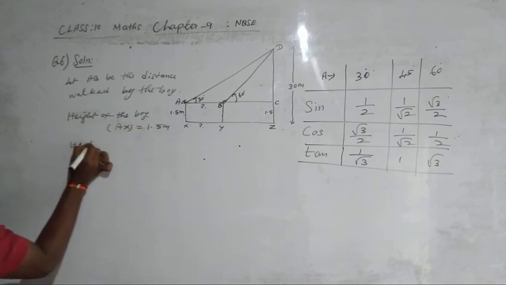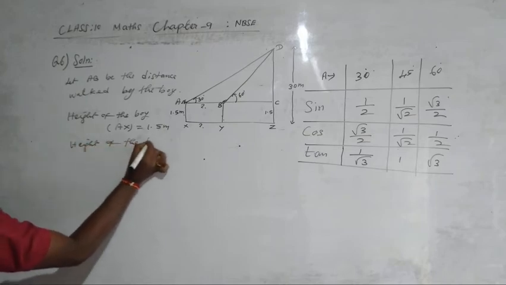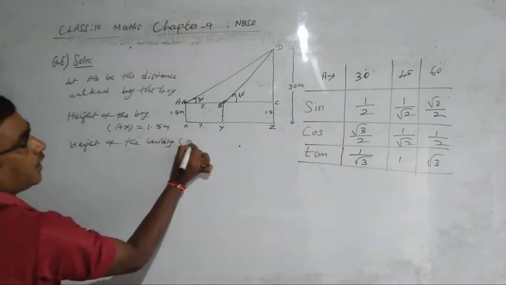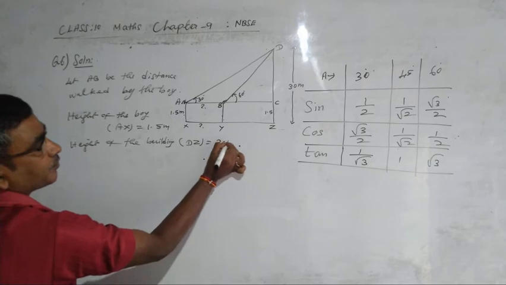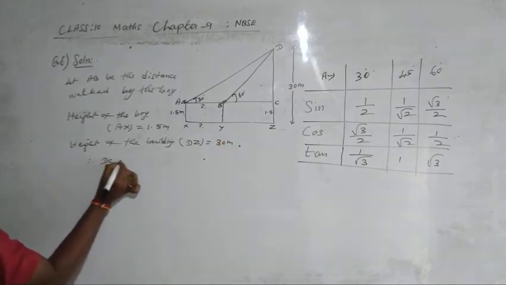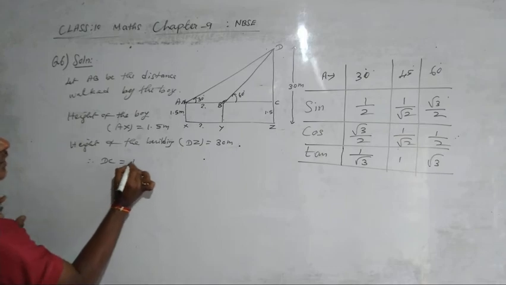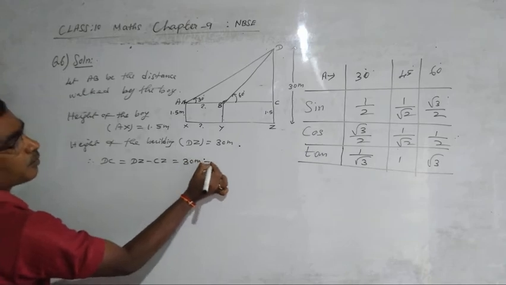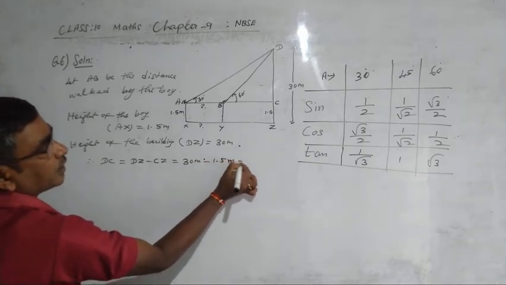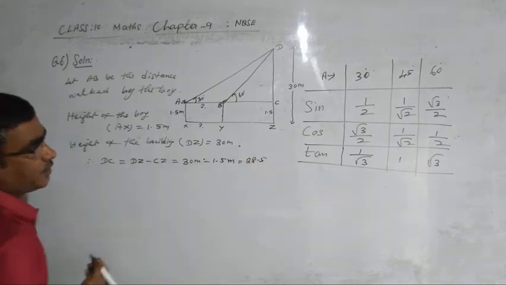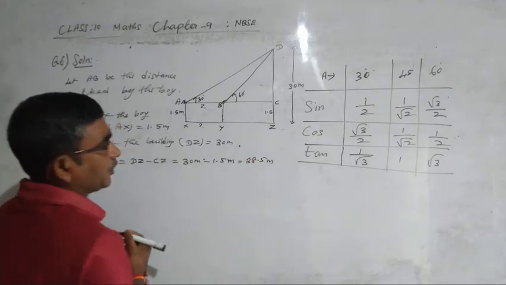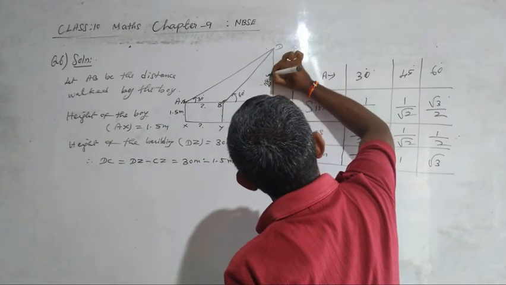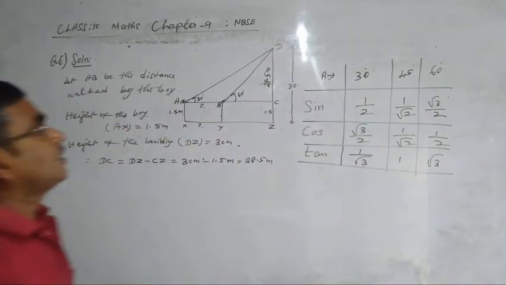Height of the building, so DZ is equal to 30 meter. Therefore, what is DC or CD? DC equals DZ minus CZ. That means 30 meter minus 1.5 meter, you will get 28.5 meter. So DC equals 28.5 meter.